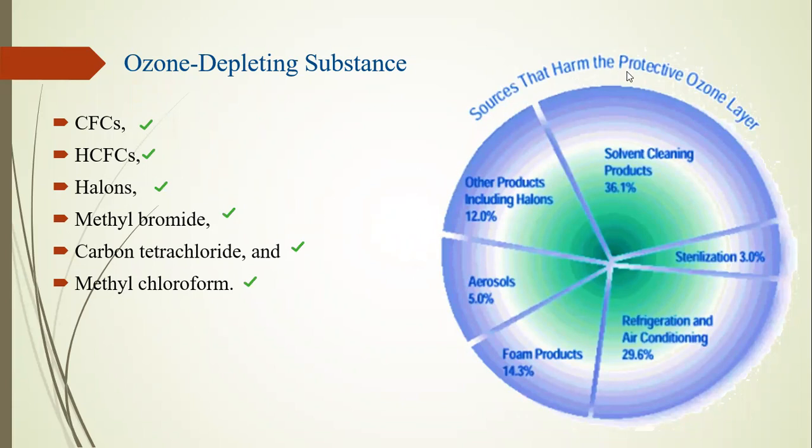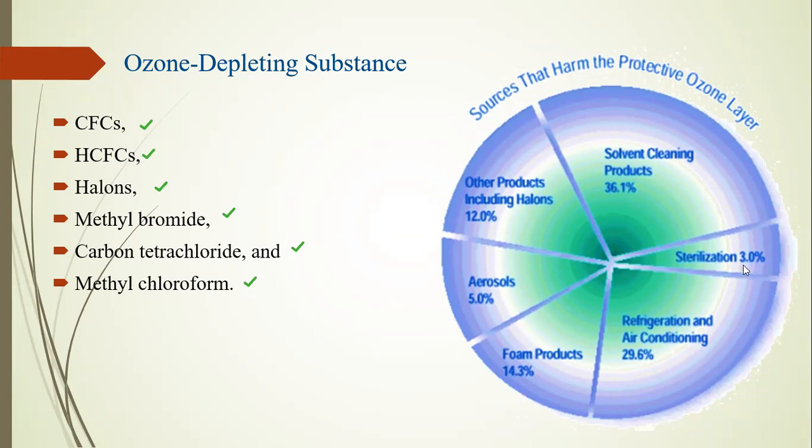Source of the harmful and protective ozone layer: solvent cleaning products. We have to use solvent cleaning products in our daily lives, but they produce a harmful effect on ozone, up to 36%. Considering 100% of harmful gases from all our daily human activity, residential, commercial, and industrial, the solvent cleaning products are 36% of it.